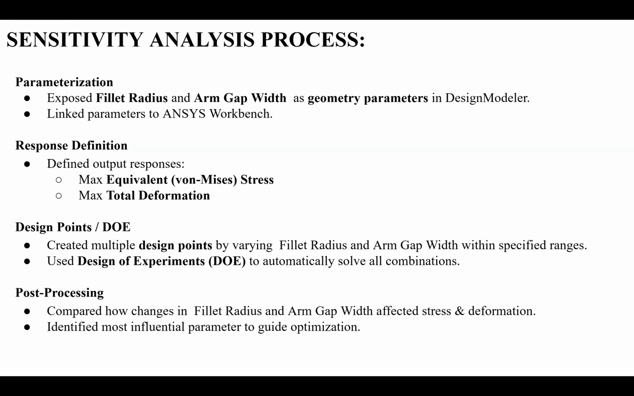Once these responses were defined, we generated the design points using a design of experiments approach. The DOE systematically varies the parameters within the chosen region, and this ensures we explore the design space efficiently instead of testing parameters randomly. Finally, all the design points were solved. We performed post-processing, in which we compared the influence of fillet radius and arm gap width on the rocker's structural performance. Next slide.